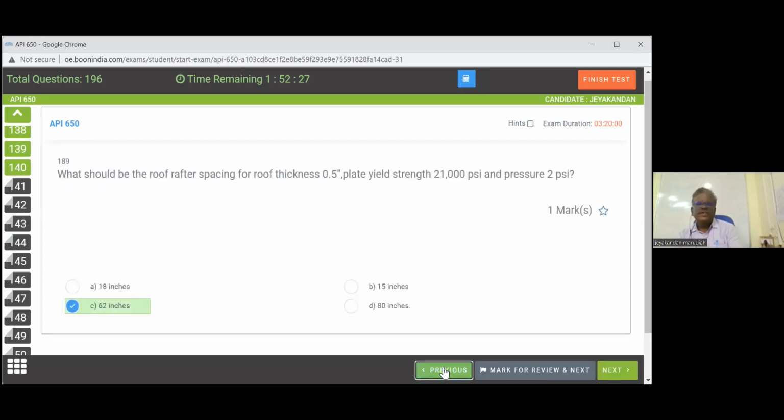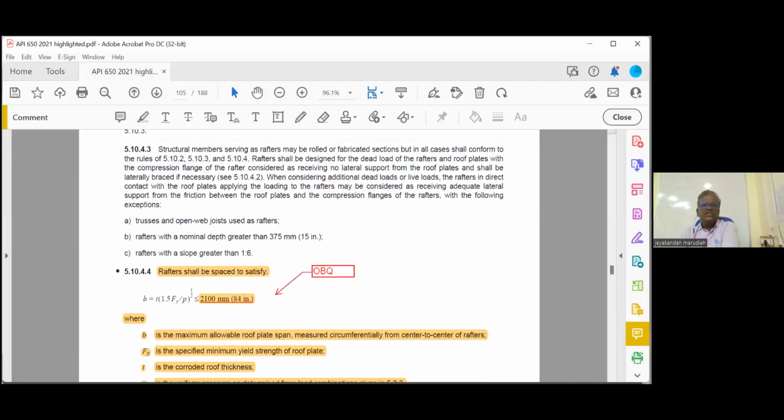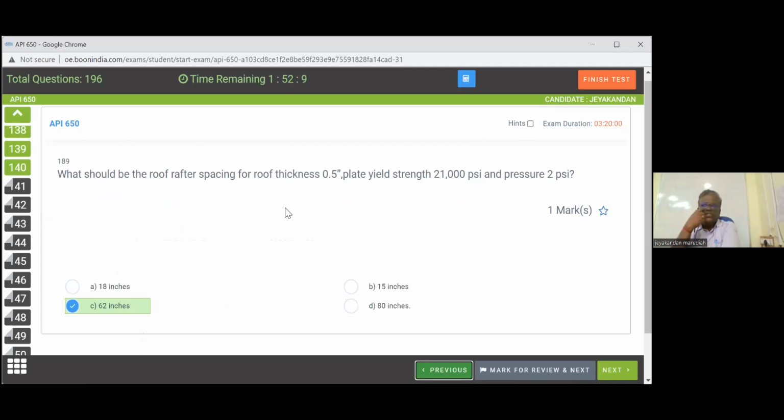So can you please go back to the question? In the exam, they will provide you a calculator. You cannot take your mobile phone or calculator. The maximum allowed is 72. There is no 84. There is no problem. So you have to calculate the value. So it will come to 62 inches, right?